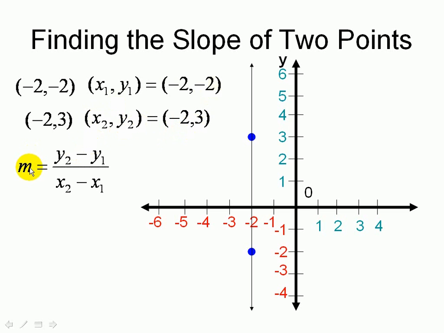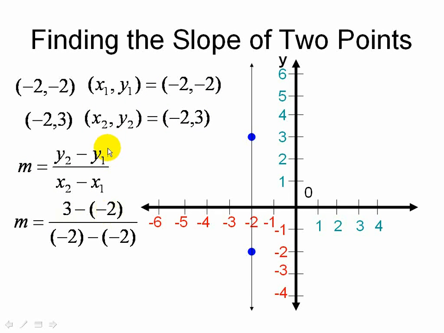We use the definition of the slope as the change in y over the change in x, or the rise over the run. So we use y2 minus y1 where we defined it earlier. Therefore, that's 3 minus negative 2. And then the denominator is x2 minus x1, so negative 2 minus negative 2. So here we have in the numerator 5, and in the denominator it's 0.